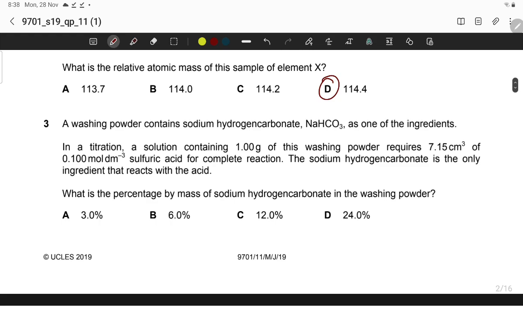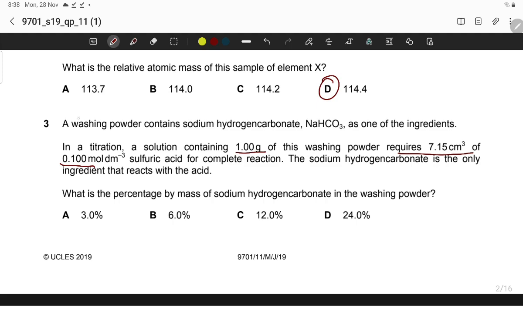Next question is, a washing powder contains sodium hydrogen carbonate as one of the ingredients. In a titration, a solution containing 1 gram of this washing powder requires 7.15 cm³ of 0.100 mol per dm³ sulfuric acid for complete reaction. The sodium hydrogen carbonate is the only ingredient that reacts with the acid. What is the percentage by mass of sodium hydrogen carbonate in the washing powder? First, write down the chemical equation.